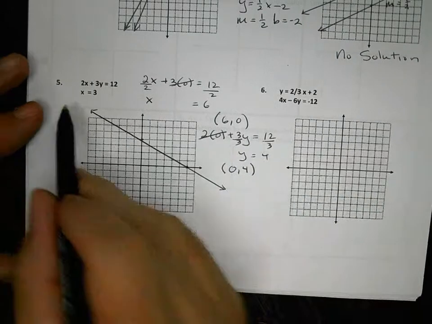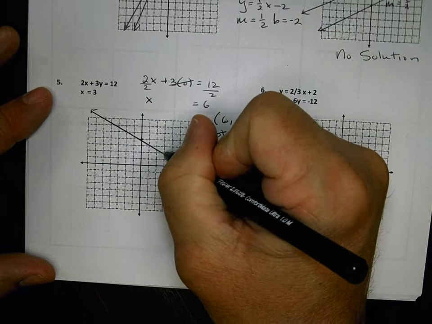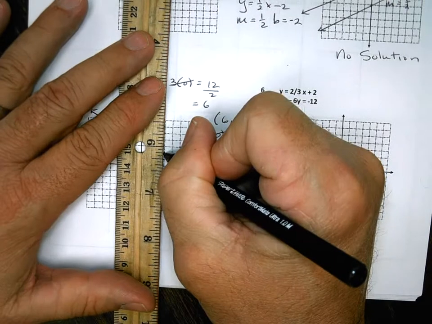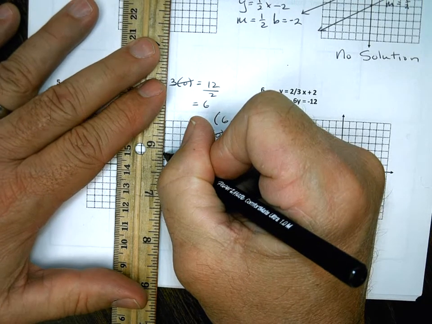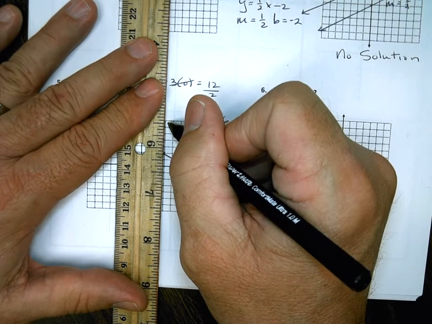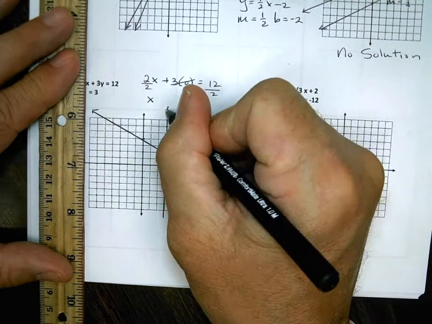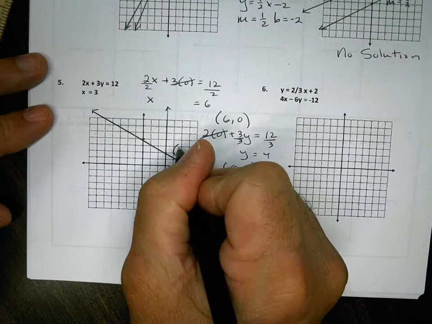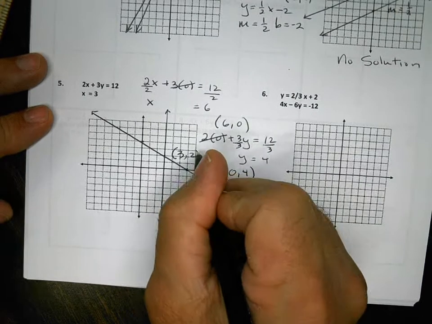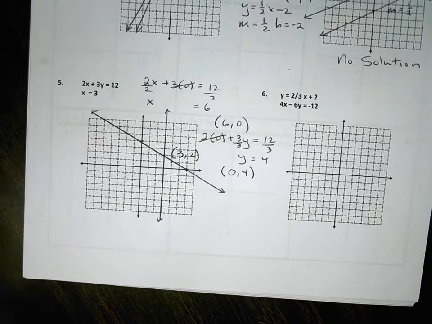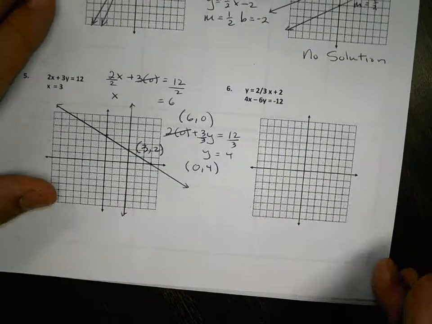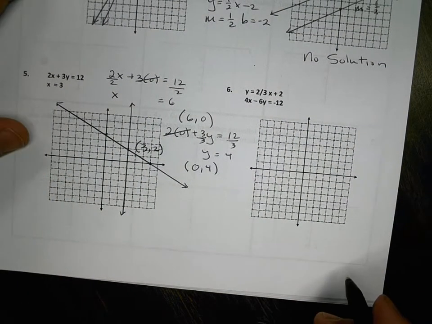Okay, now graphing x equals 3, that is a vertical line that runs along x equals 3 here. Remember, no y-intercept, so that line is right there. And so the point of intersection is at 3, 2, which means that is the solution to the system. Okay, moving on to number 6.